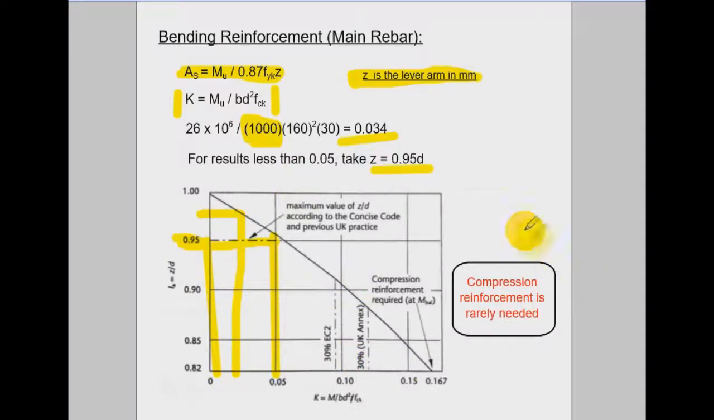And remember, for the slab, most of the time you don't really have compression reinforcement. You can't get K equal to or more than 0.167. Remember, the K is very small for the slabs. It is almost all the time very low. So we take the Z as 0.95d.